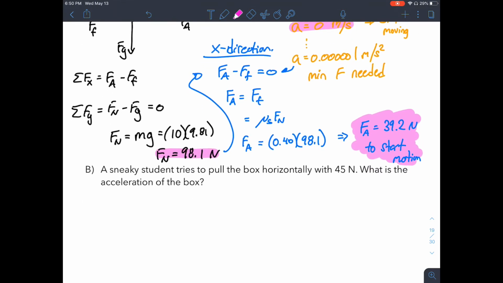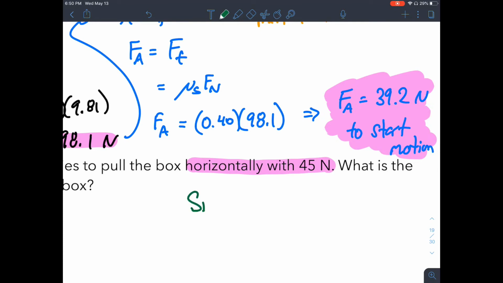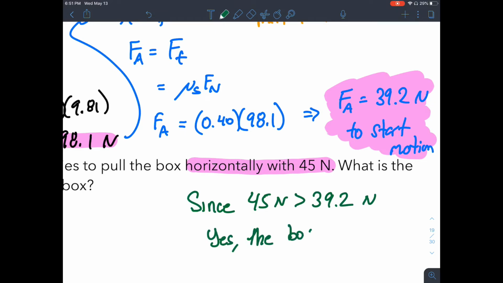Okay? So, what happens if a sneaky student tries to pull the box horizontally with 45 newtons? Is it going to move? That's our first question, right? And since 45 newtons is greater than the 39.2 threshold that we just found in part A, then yes, the box will move, right?